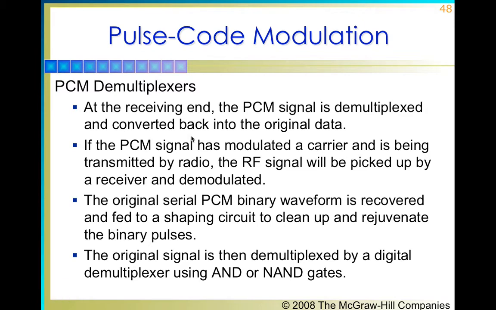If the PCM signal has modulated a carrier and is being transmitted by radio, the RF signal will be picked up by a receiver and demodulated. The original serial PCM binary waveform is recovered and fed to a shaping circuit to clean up and further purify. Rejuvenate means purify the binary pulses. The original signal is then demultiplexed by a digital multiplexer using AND or NAND gates.